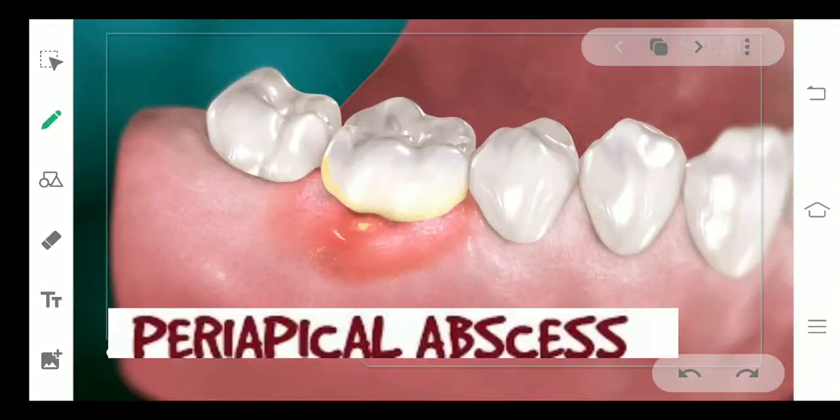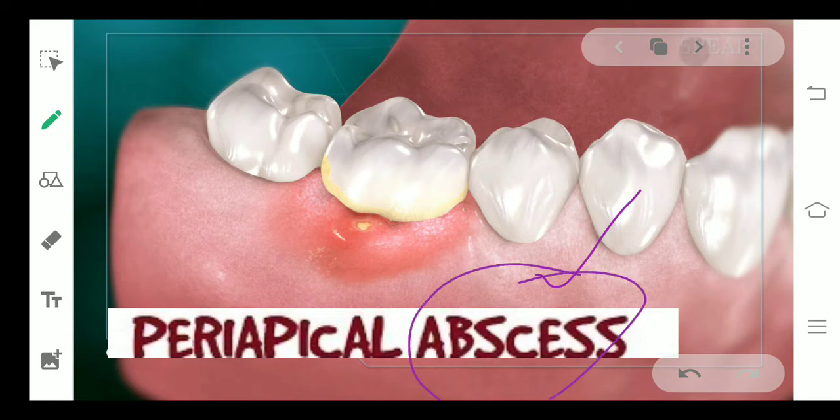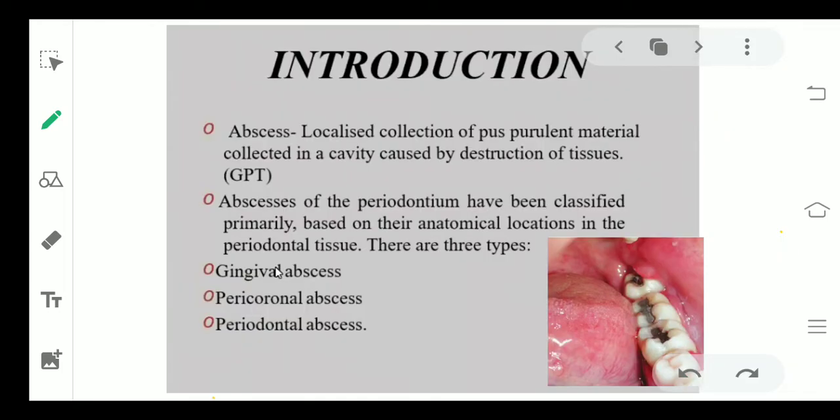Today we'll be studying the periapical abscess, which is a very common problem that can be found in your patients. Okay, so moving to the first term, that is the abscess. An abscess is nothing but a localized collection of pus in the oral cavity or anywhere in the body. Whenever there is a localized collection of pus in any tissue which is leading to destruction of that tissue or the surrounding tissue, then it is said to be an abscess.